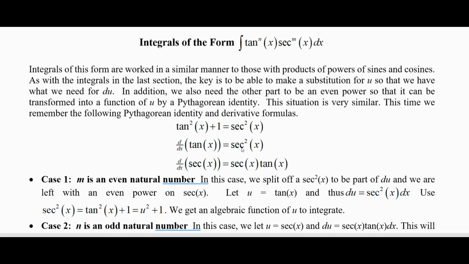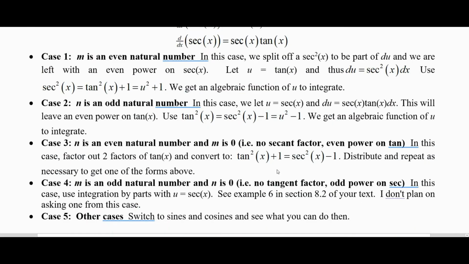And similarly, if we have an even power on secant, we can bring secant square out. We'll be left with an even power of secants, and we can change them to tangents. We're letting u be tangent of x there. So if the power on secant is even or the power on tangent is odd, we can use that basic setup. So those are our first two cases.